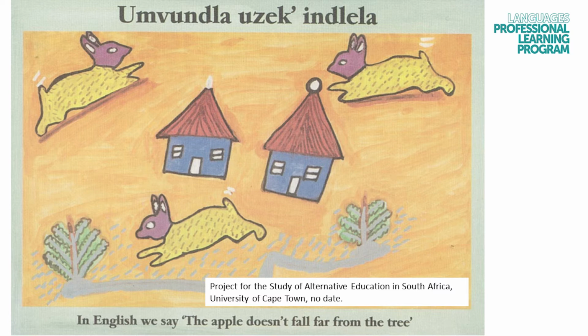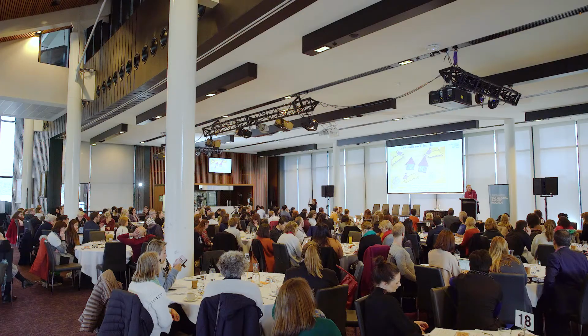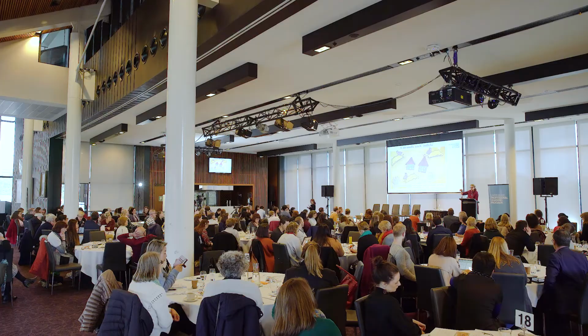And here you've got Umvundla uzek inklela, which doesn't mean the apple falls far from the tree. You can see that from the picture. What does it mean? The rabbits don't go very far away from their homes. They run around their homes, they muck around in their homes. So it's the same sort of thing. The apple doesn't fall far from the tree.